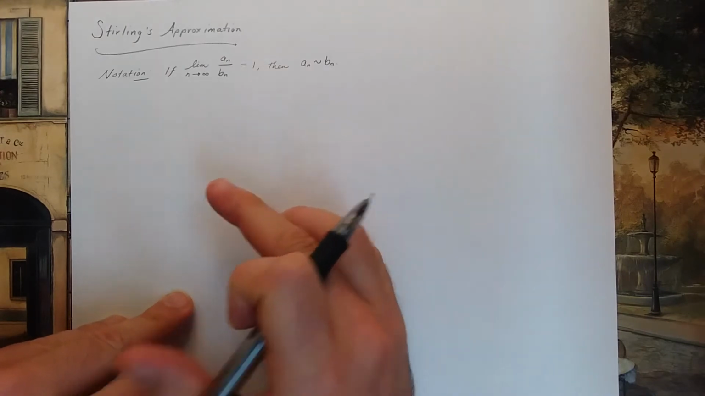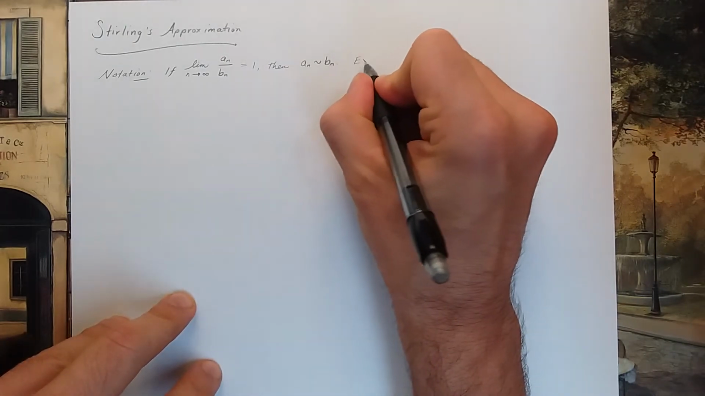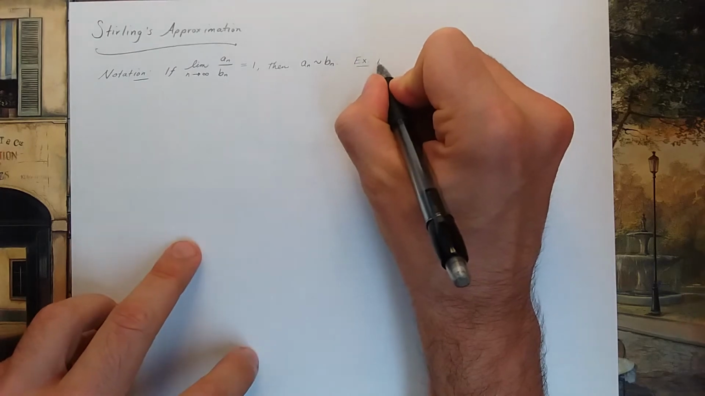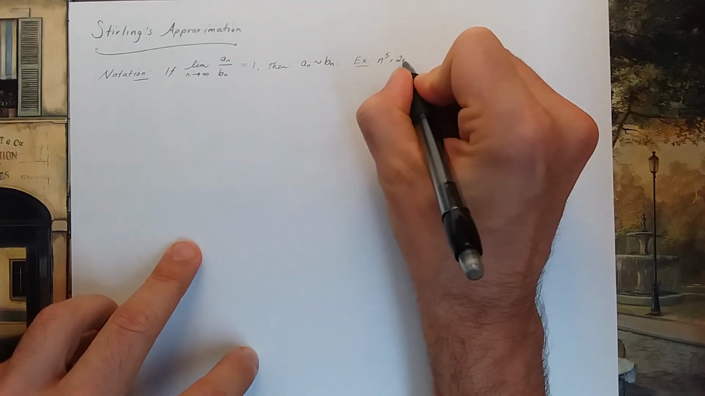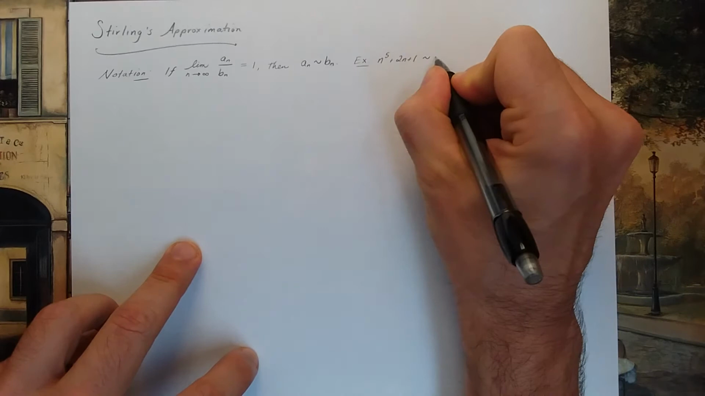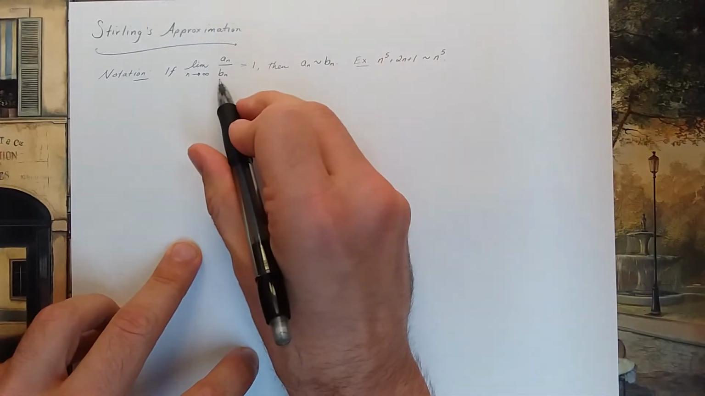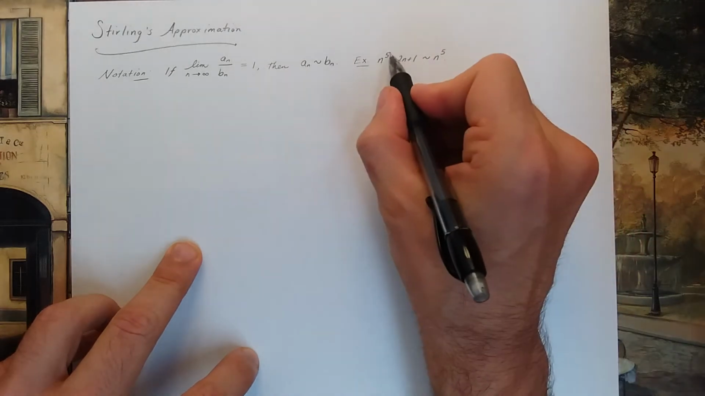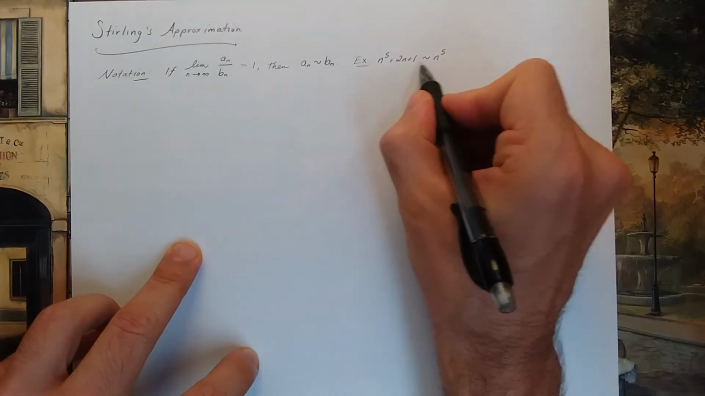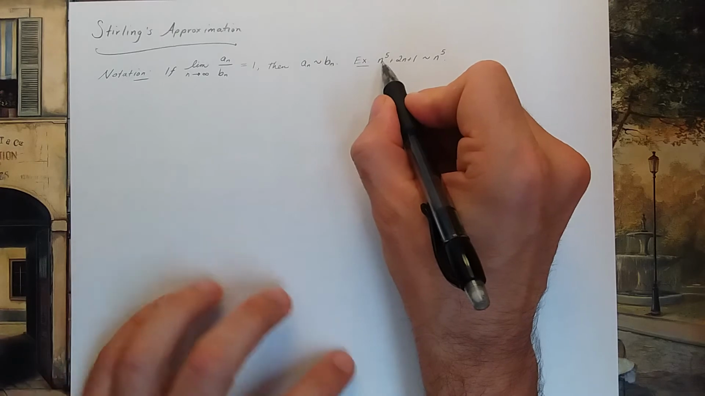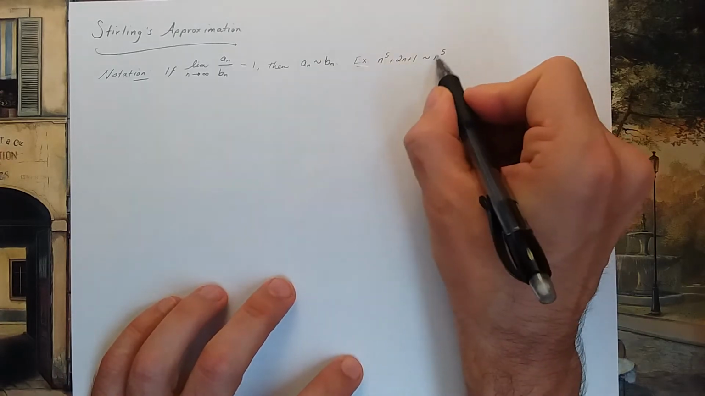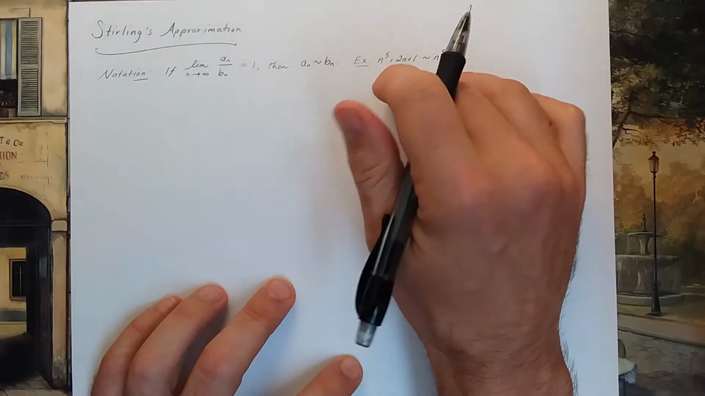So for some quick examples, n to the fifth plus 2n plus 1 is asymptotic to n to the fifth, because if you divide these two and take a limit as n goes to infinity, you get 1. Only the leading terms really affect the behavior for large values of n. So this is why the n to the fifth term is important in both of these sequences.